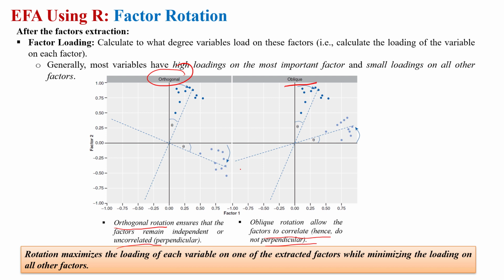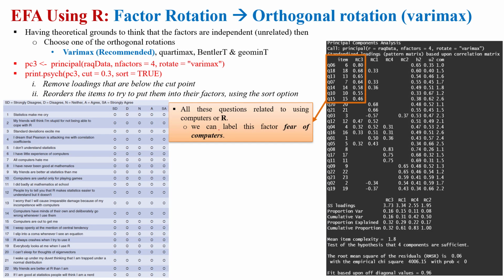Basically, what the rotation does is find the set of variables, or set of questions or items, which relate to certain factors. Okay, so a higher factor loading indicates that those variables are related to a particular factor, whereas against the other factors, those variables have lower factor loadings. Okay, so let's apply this one.